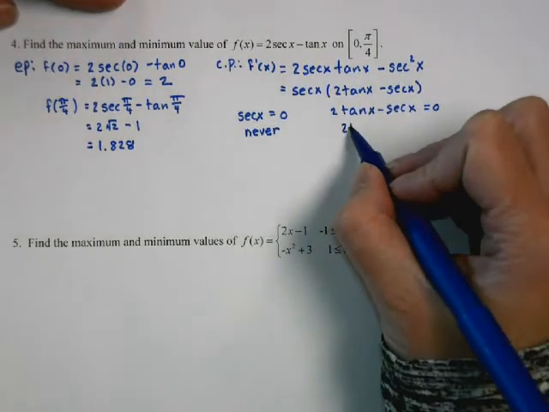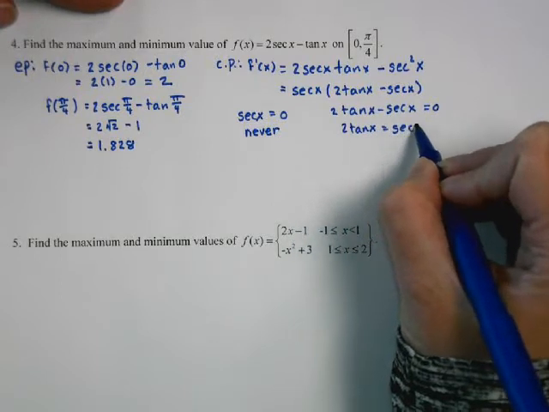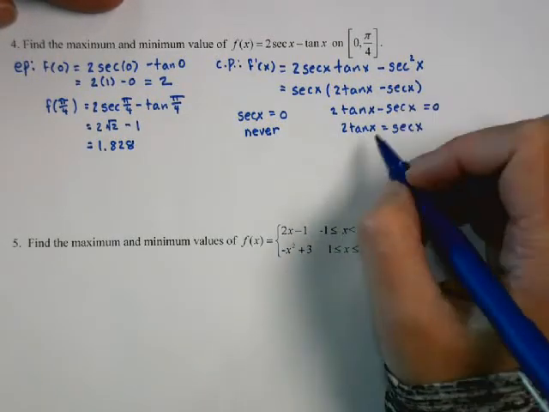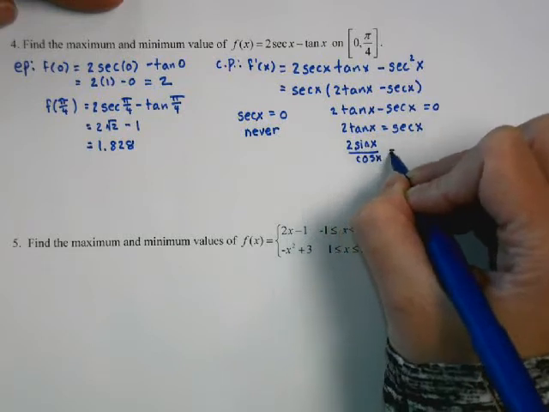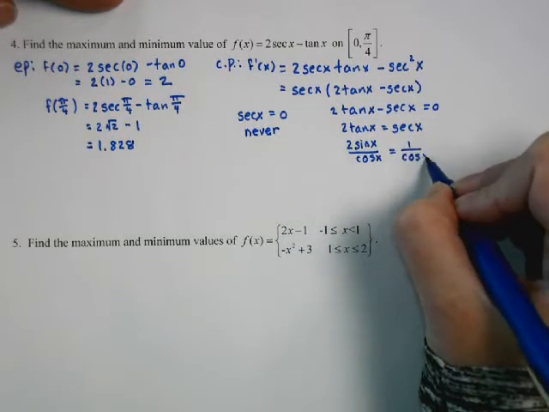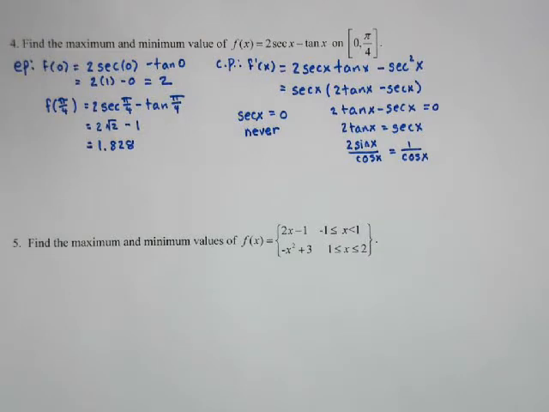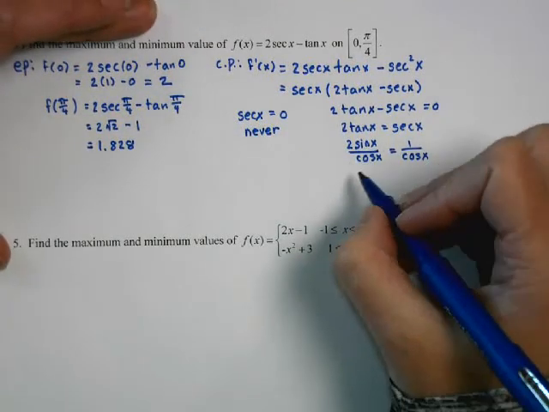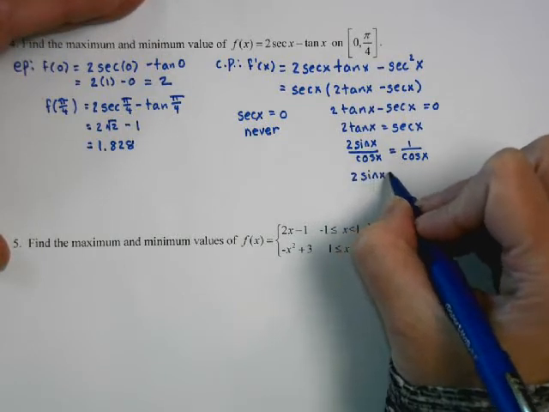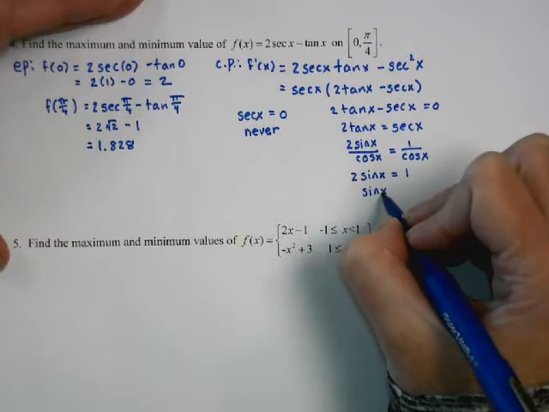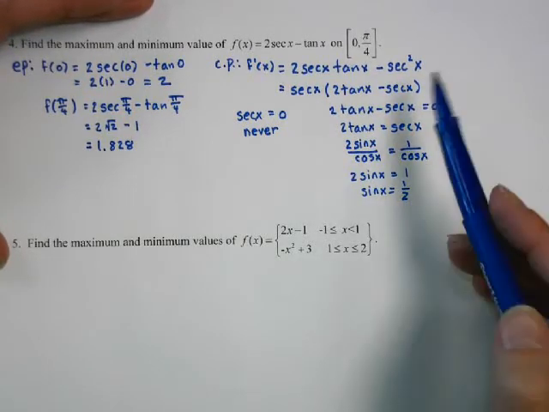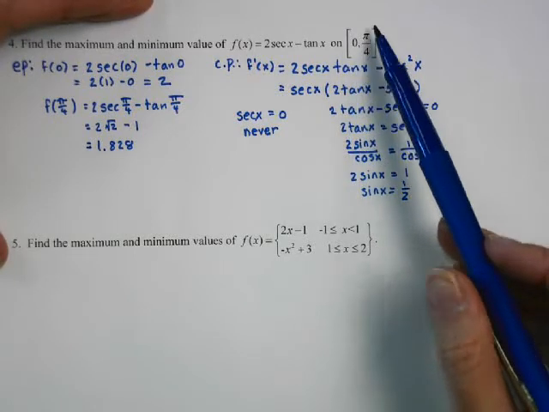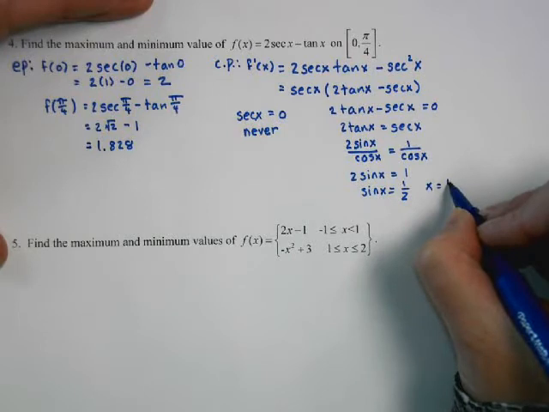Here we're looking at where 2 tangent of x is equal to secant of x. So let's turn this into sine and cosine because that's easier to think about. So we're looking for where 2 sine of x over cosine equals 1 over cosine. So we're looking really for where 2 sine x equals 1, so where sine of x equals 1/2. So where does sine of x equal 1/2? Well, there's an infinite number of times, but the one we're interested in is the one between 0 and pi over 4, which happens to be at pi over 6.